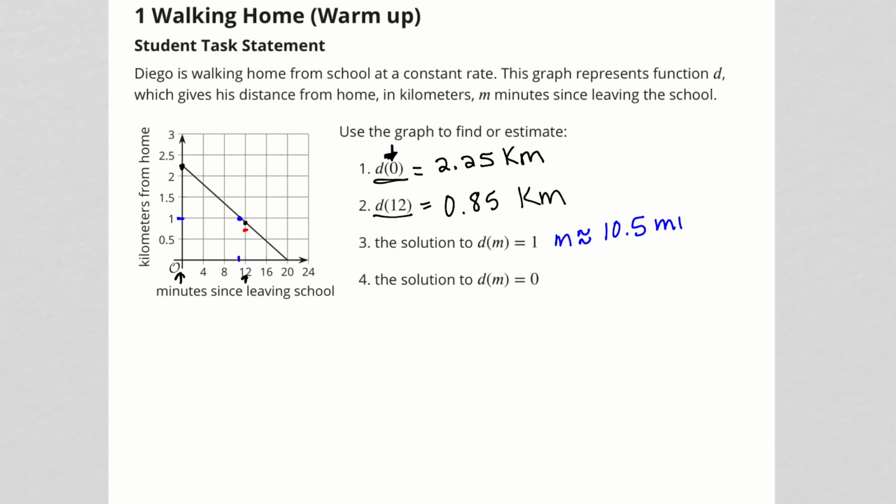We'll just write it out. Okay. The solution to the distance as a function of minutes equals 0. So our distance from home at 0 is about 20 minutes. And I think that's probably exactly 20 minutes. So M equals 20 minutes.